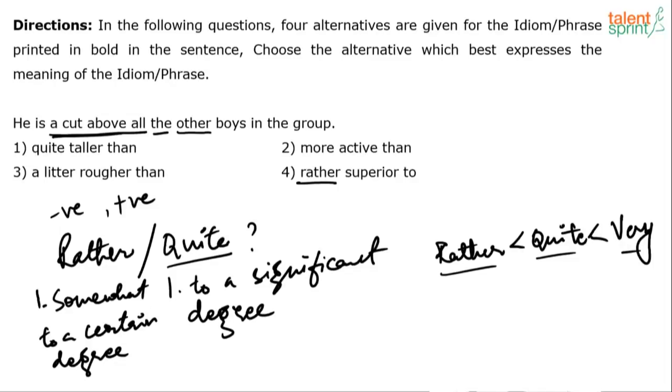Okay, I'll give you another example. For quite, we can say you should wear a jacket because it is quite cold. That means it is not very cold, but it is quite cold. The intensity is more than rather. If I say you should wear a jacket, it is rather cold, that means it is slightly cold. Okay, got it?